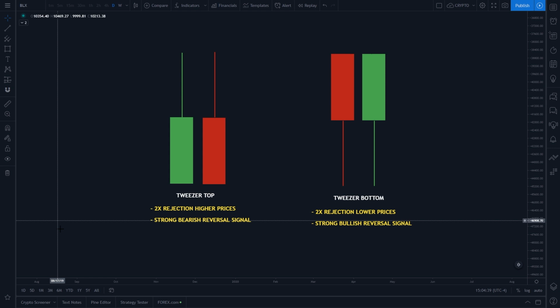But the reason why this is such a very strong reversal sign is the fact that you're not just getting a rejection of higher prices, you're getting it two sessions back to back. And this is a very strong bearish reversal sign, or a very strong bullish reversal sign if you see these really long wicks back to back in two sessions to the bottom of the candle.